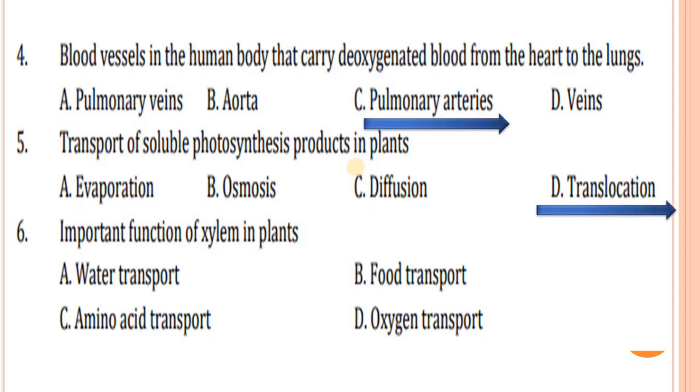Fifth question, transport of soluble photosynthesis product in plants, that is called translocation. One more term is there, that is transpiration. Transpiration means evaporation of water molecules from the stomata.